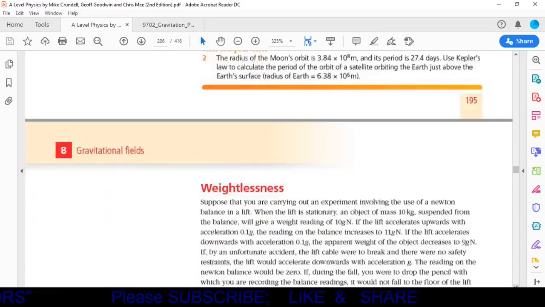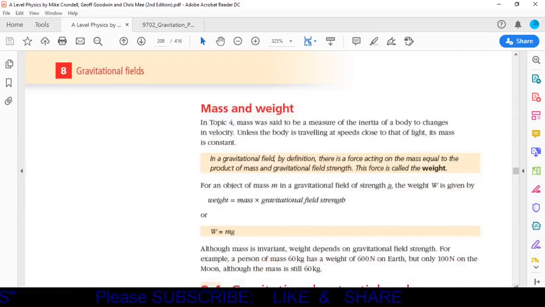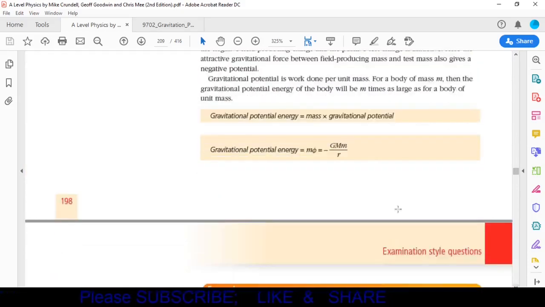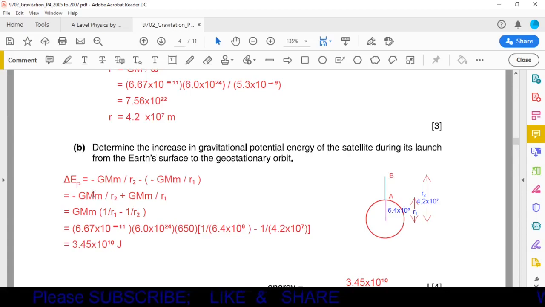Gravitational potential energy is given as minus G capital M small m over R, minus capital G capital M small m over R. In place of R we have taken here R2 and R1. Okay, this is the gravitational potential energy at point B, and this is the gravitational potential energy at point A. We have to subtract the gravitational potential energy at point A from the gravitational potential energy at point B to get the change in gravitational potential energy.